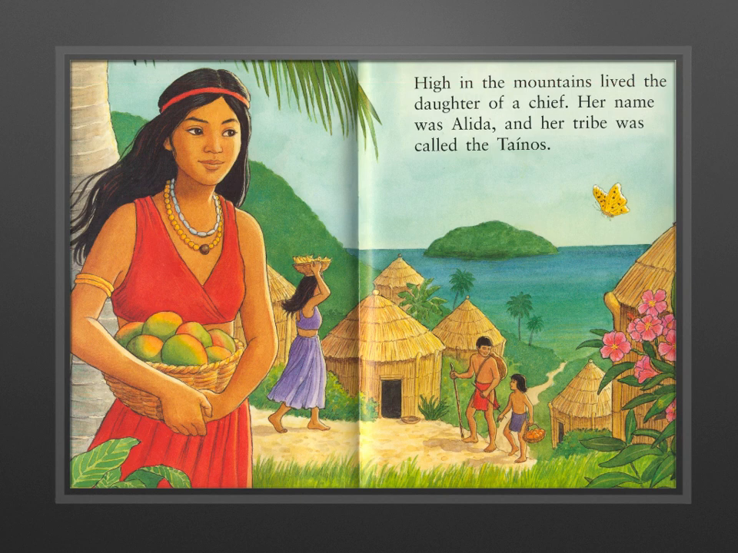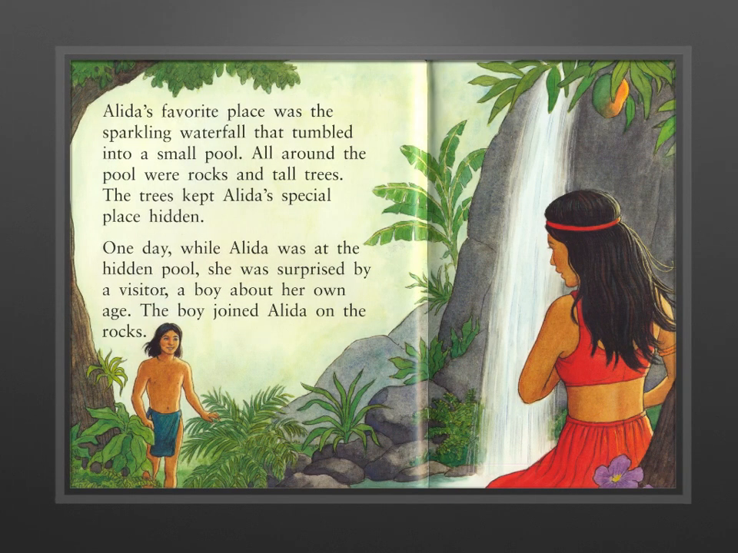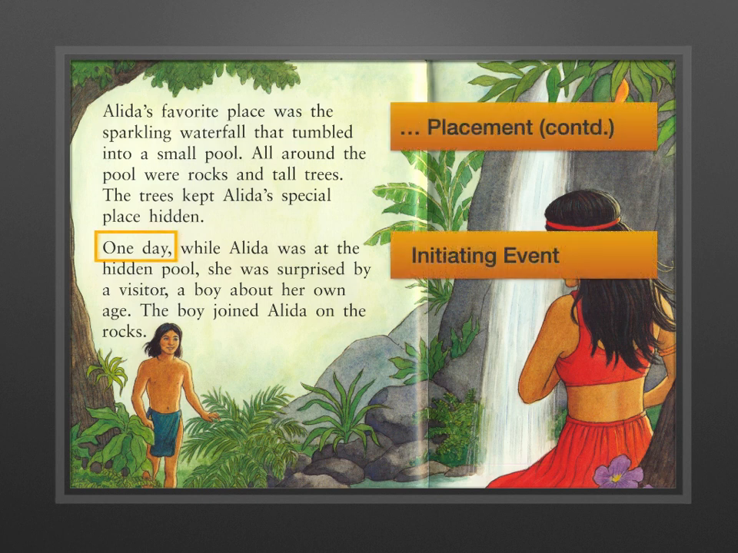So this is how it works if you just leaf through this picture book for children. The first spread, beginning of the placement. Second spread, continuing of the placement. But then the initiating event: one day. And again, this is typical of traditional stories, this resetting to a specific time where the story can begin to be propelled forward.